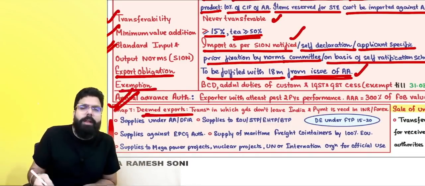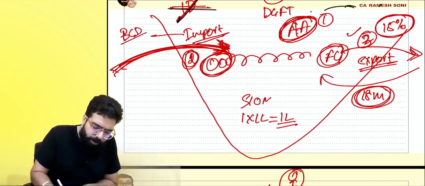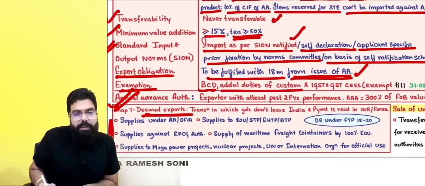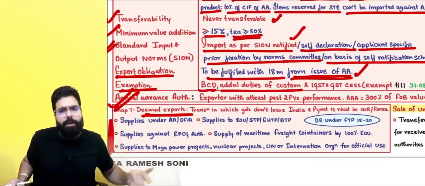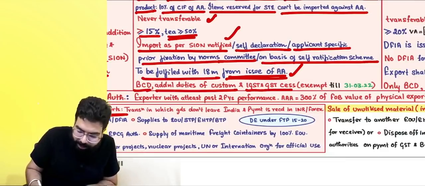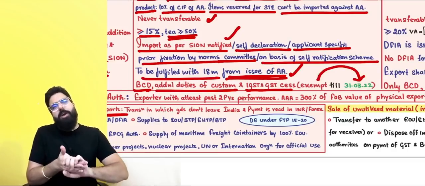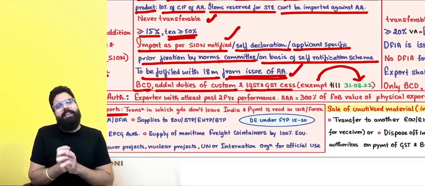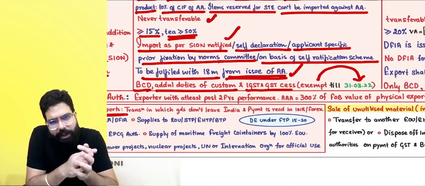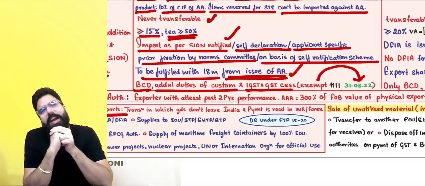Exemption: yes, what are the things which are exempted when you import? Sir, you don't have to pay basic customs duty, you don't have to pay social welfare surcharge, additional duties of customs, which is safeguard duties, etc. All of these you don't have to pay. And IGST and GST compensation cess is also exempted on advance authorization. When you import, you don't have to pay IGST and GST compensation cess. That was exempted till 30th of September 2021. Now exempted till 31st of March 2022.